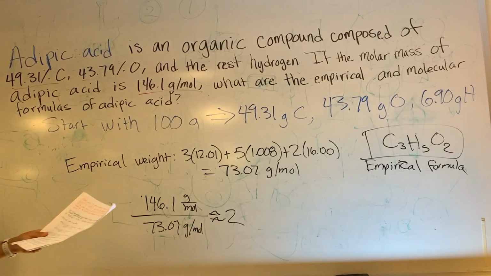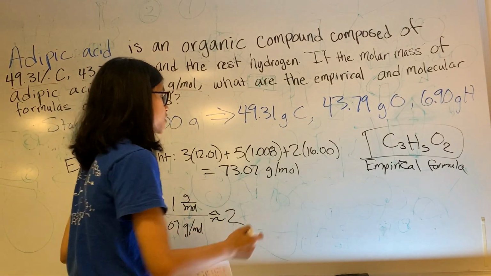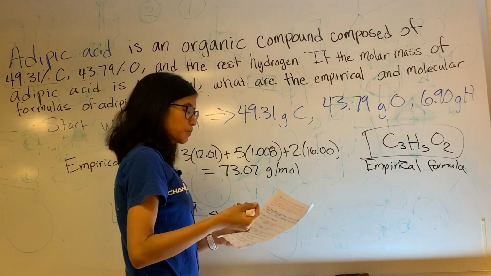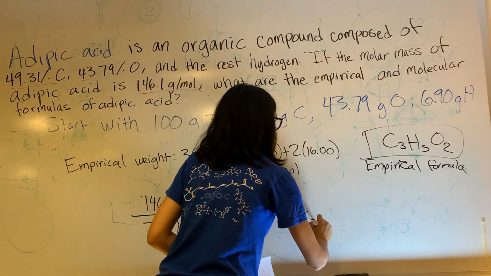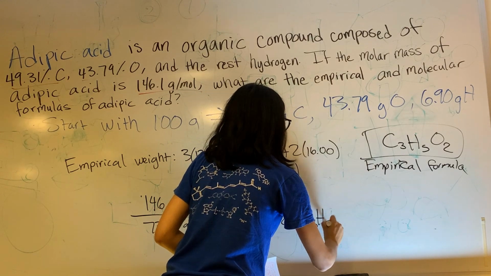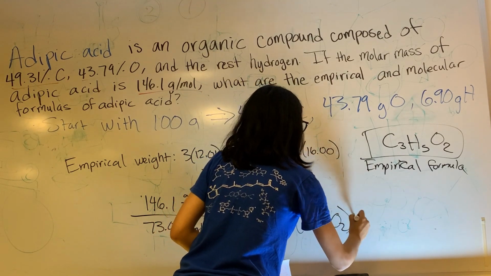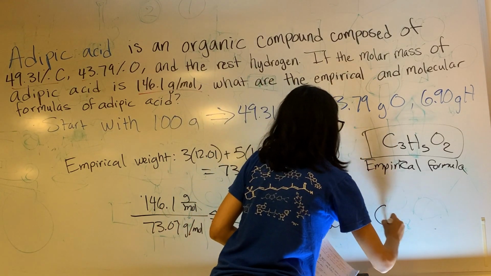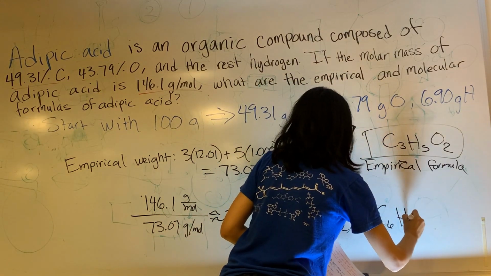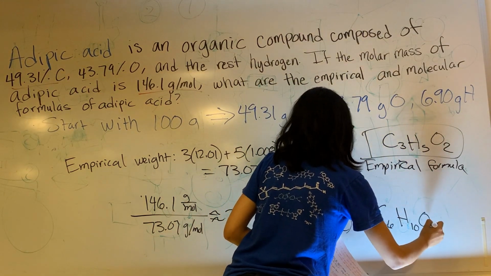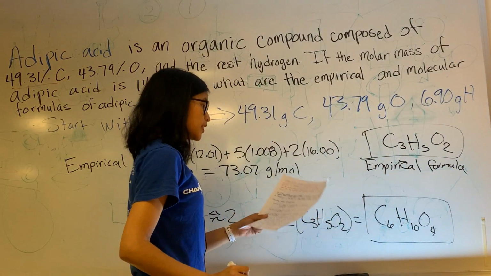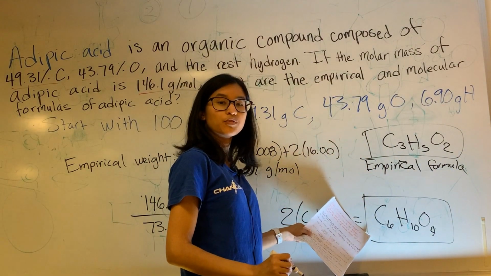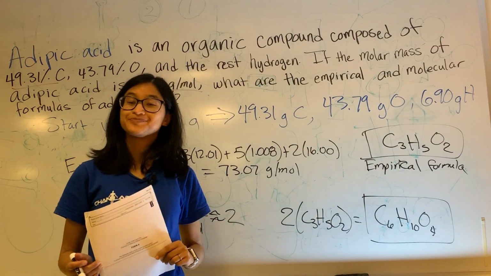All right, and now that we've got that, we know that to get the actual molecular formula, all we need to do is multiply the entire empirical formula by 2. And so that comes out to C6H10O4. And there you have it. That's the empirical and molecular formula for adipic acid.